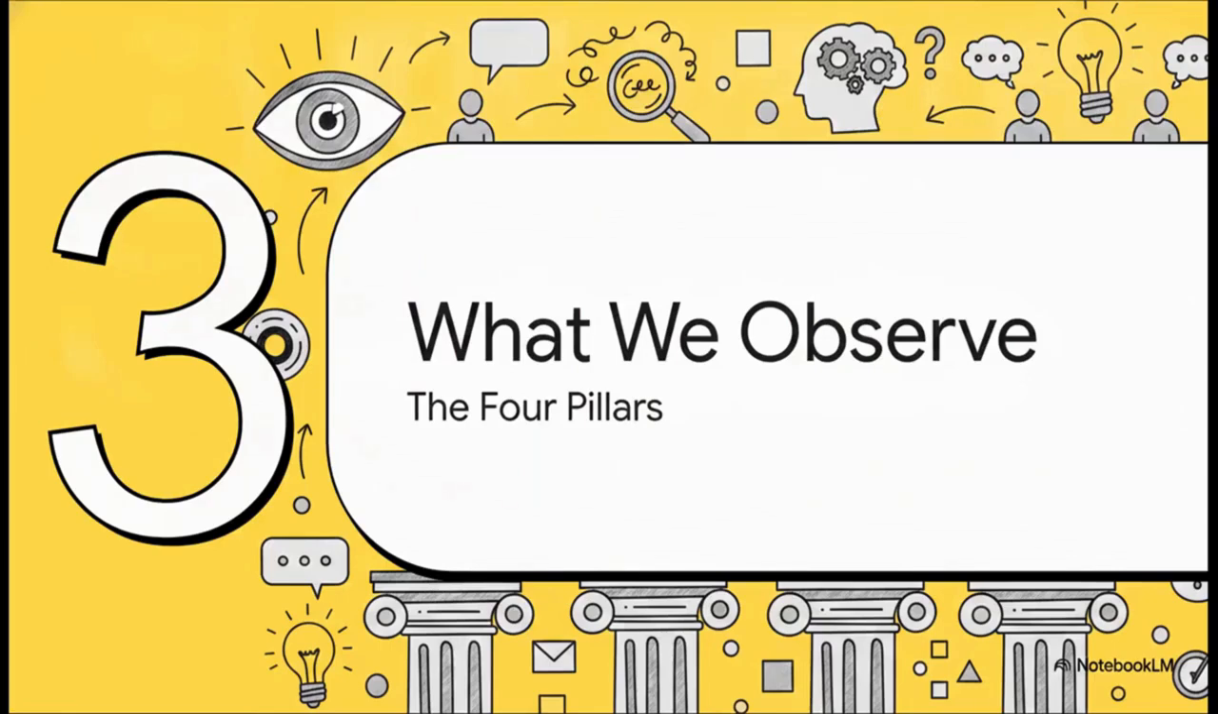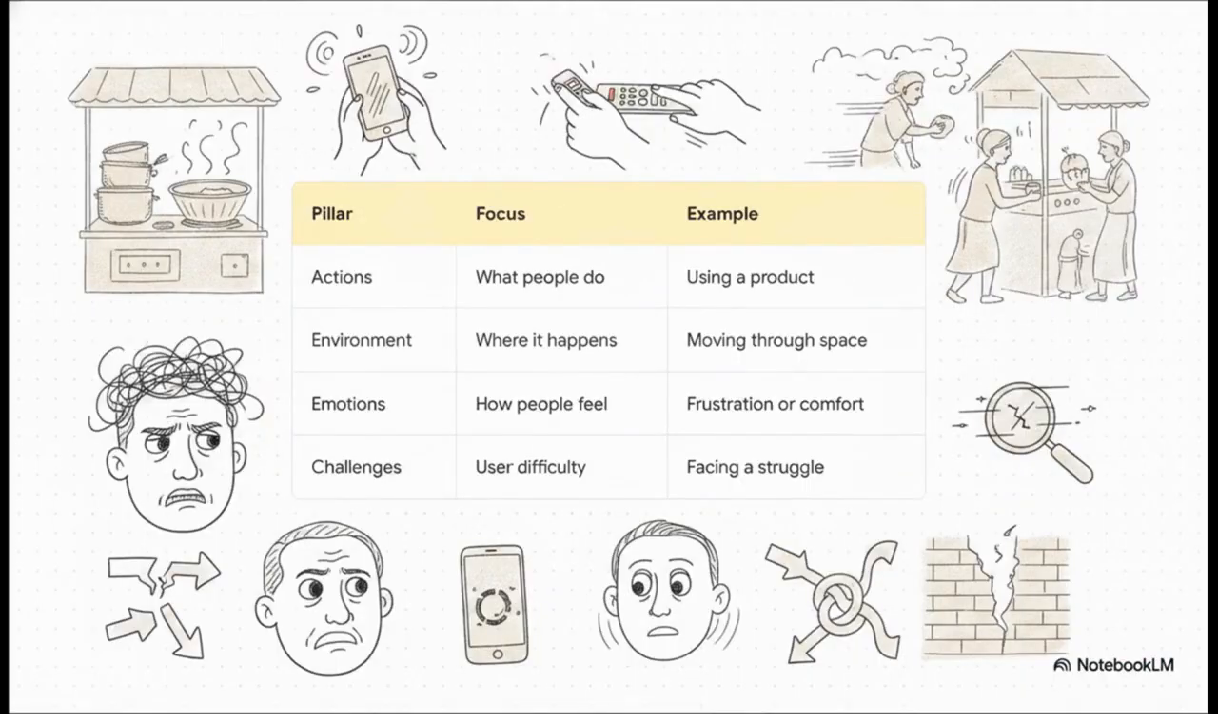Which brings us to Section 3. What exactly do designers observe? Let's break this down into 4 key pillars. So, if we're shifting from just passively looking to actively understanding, what exactly should we be paying attention to? Let's ground these 4 pillars in some real, everyday situations. First up, actions. What are people actually doing? Think about how someone specifically holds or uses a product. Second, environment. Where does the activity happen?